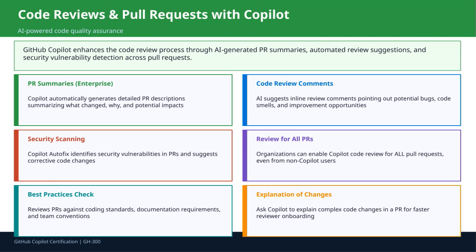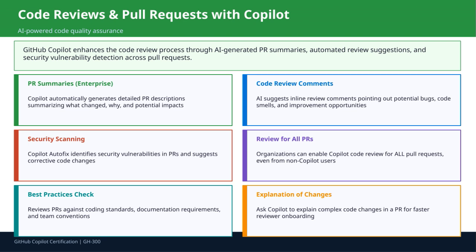Security is another critical area where Copilot shines. It automatically scans pull requests for vulnerabilities and even suggests fixes through its autofix feature, ensuring that security issues are caught and addressed early. Importantly, organizations can enable Copilot's code review capabilities for all pull requests, even if the contributors are not Copilot users themselves, making it accessible and scalable across teams.